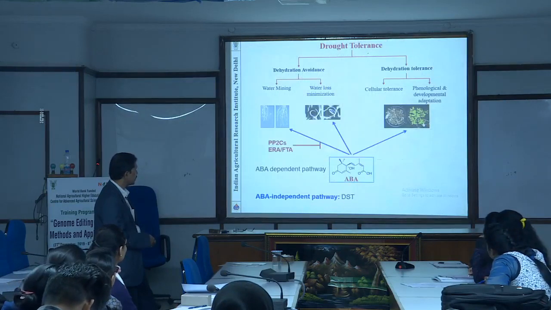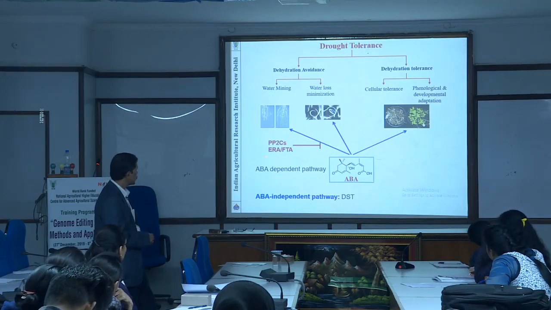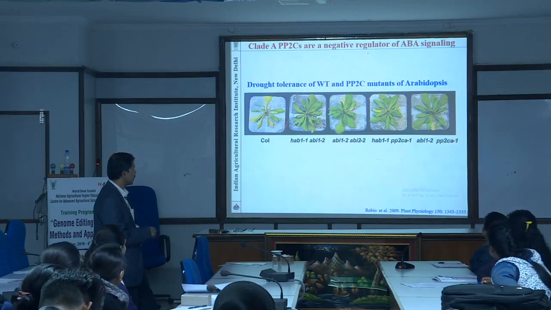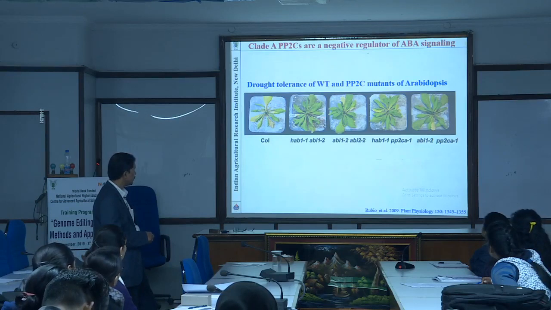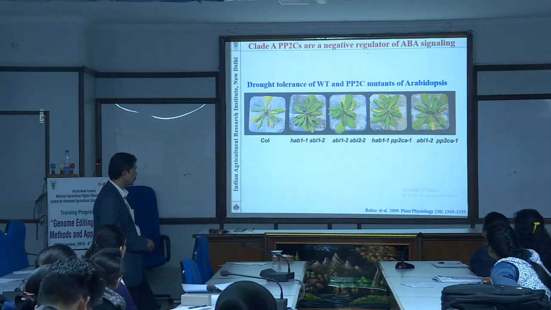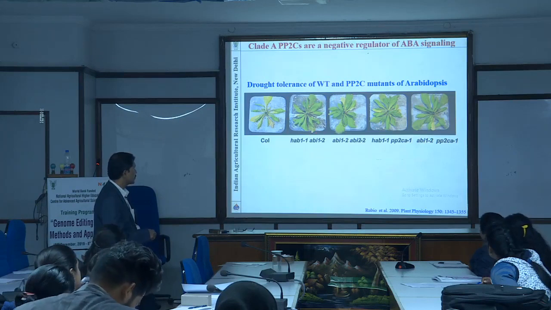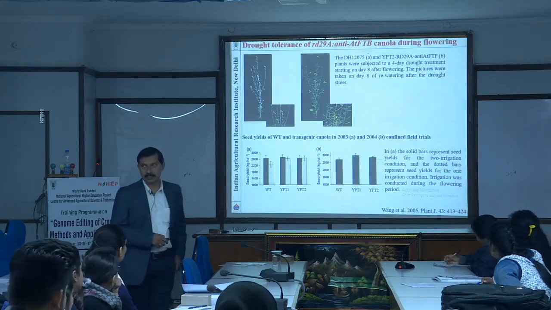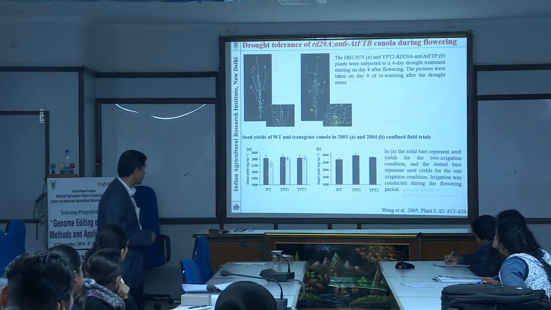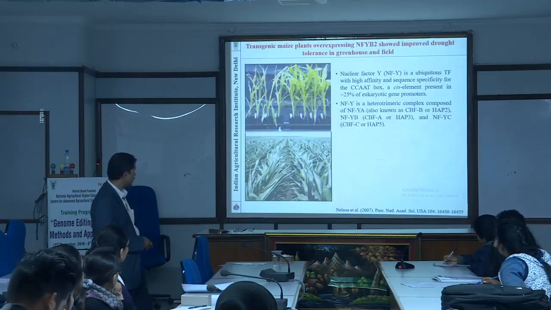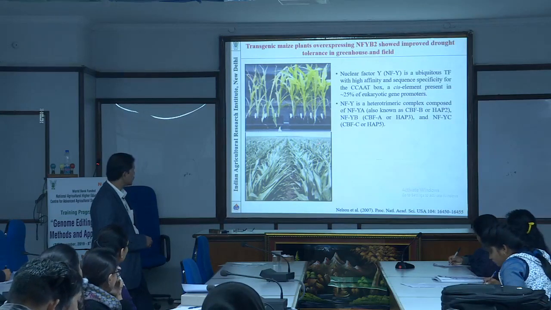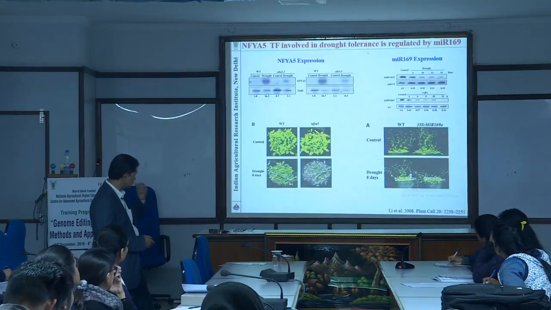In other cases, at different stages of development, as I told, we are also targeting protein phosphatase 2C and the farnesyl transferase, because earlier studies have shown, although not in rice but in Arabidopsis, that if you mutate the protein phosphatases, you can produce a stress tolerant plant. And the farnesyl transferase, by using an antisense approach, was demonstrated long back. So in field conditions also, it can produce higher yield.